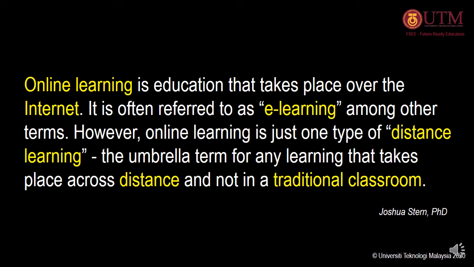Before we discuss further, let's define what is online learning. Online learning is defined as learning that takes place over the internet. Some call it e-learning, which is one type of distance learning. Distance learning is a big term that defines any learning that takes place across the distance, which is not in a traditional classroom. Therefore, we can summarize that online learning is a distance learning using internet, whereas face-to-face learning is basically in a traditional classroom setup.